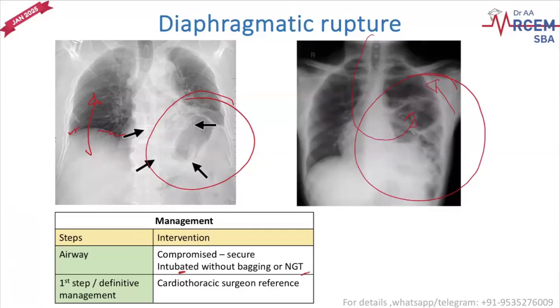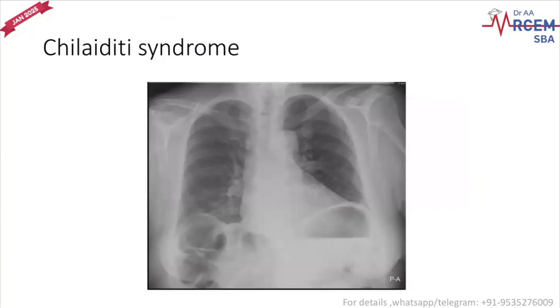Placing a nasogastric tube is also not advised, because it can come in, loop around and cause perforation of the bowel. It can be disastrous. So nasogastric tube placement, and bag mask ventilation before intubation, need to be prevented. Definitive management can only be done by a cardiothoracic surgeon. So involve the cardiothoracic surgeons.